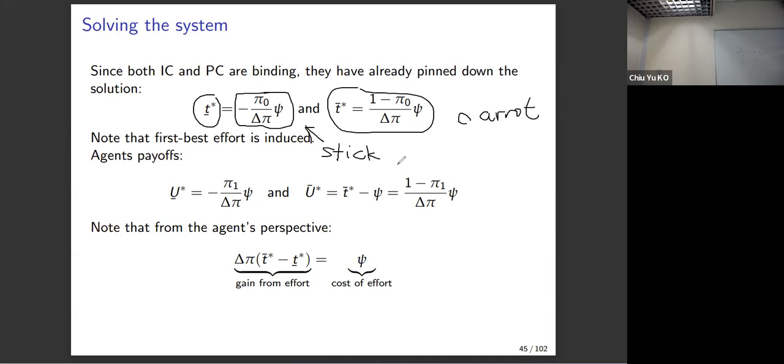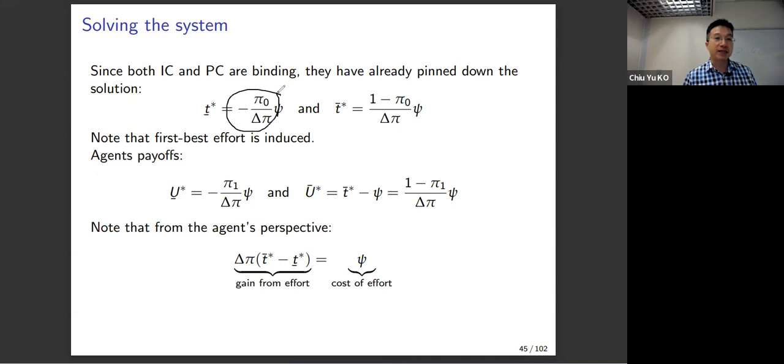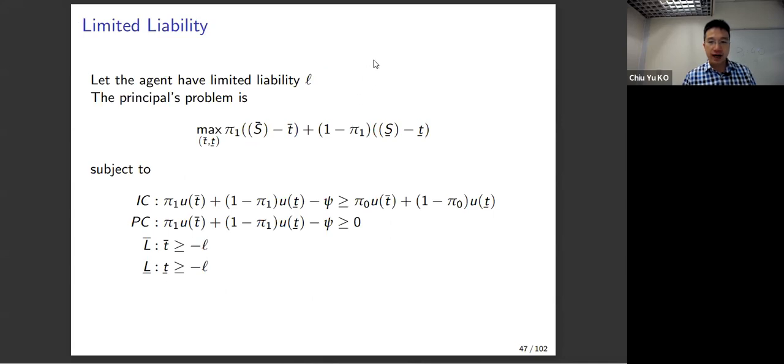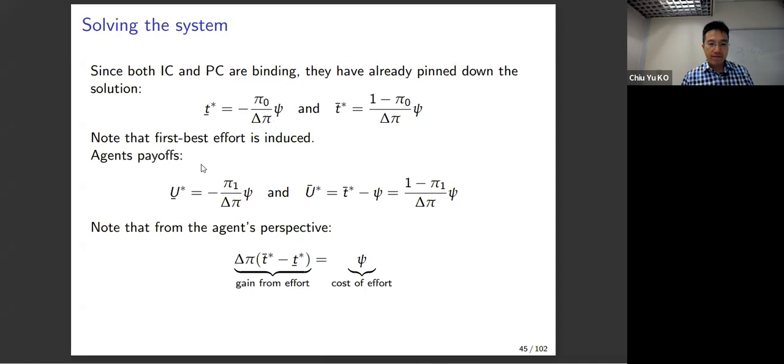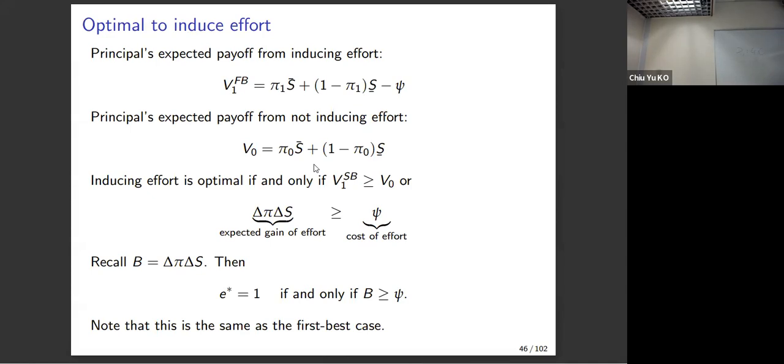But you might ask, you are not allowed to ask for money from the agent, right? Later, in the next makeup class, I will talk about what we call limited liability. This is bounded by 0. If I have to say t cannot be negative, this is a special case, and the model will become slightly different. But if I allow the stick to happen, this model you should solve it.